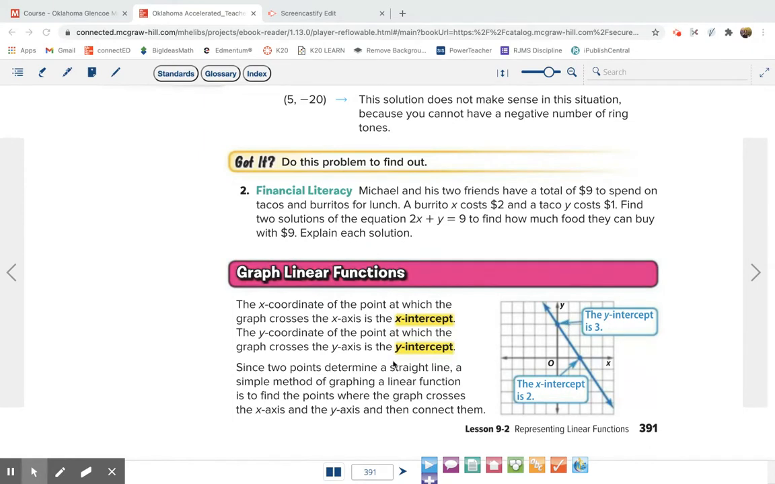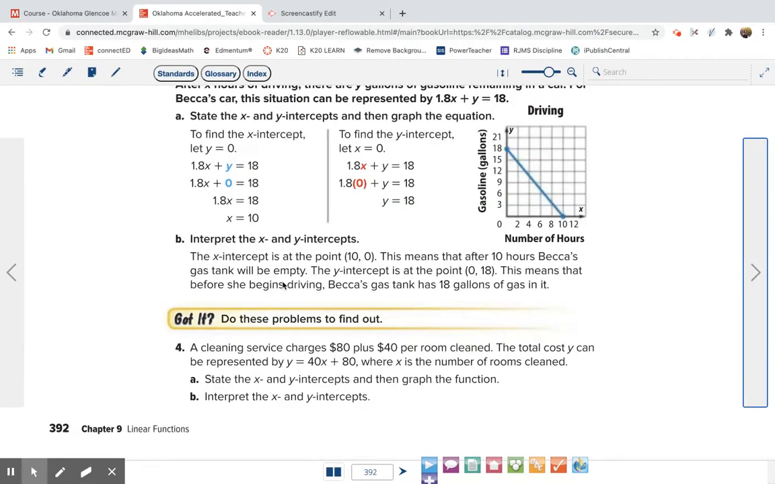Now, your Y-intercept is also where your X will be 0. Your X-intercept is the point where Y is 0. That's how it's on those lines, because one of them is 0. Okay, so let's look at an example that does this.